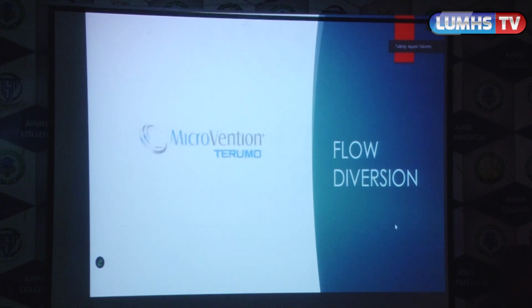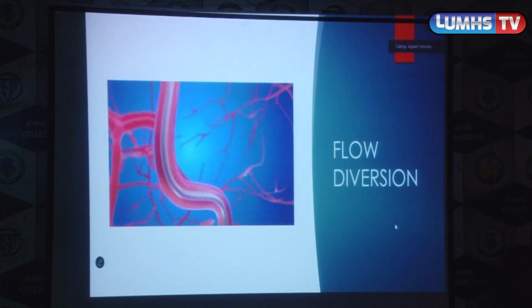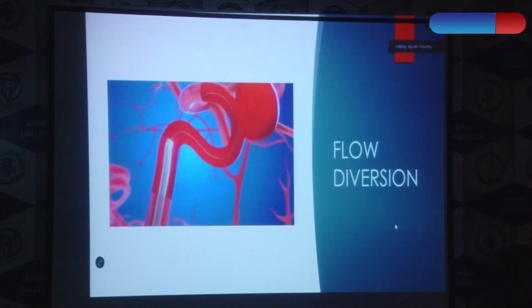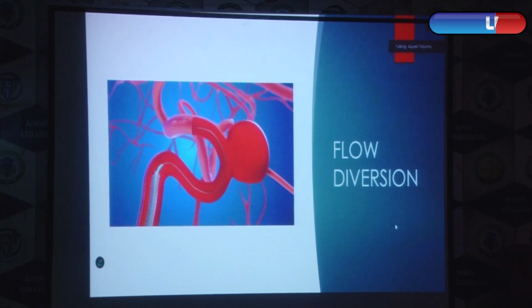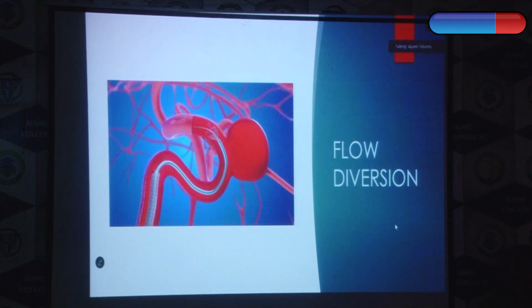So again, this is another video. There are different devices. There's Pipeline, there's SPREAD, there's Surpass. Again, flow diversion is great for paraophthalmic aneurysms. Here you can see this aneurysm in the paraophthalmic region. It's wide neck, so you can stent assist coil it. But nowadays, most people will choose to do a flow diversion.